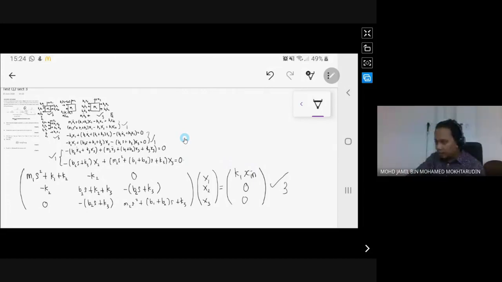Okay, so some of you were confused. Some of you thought X in was part of the variable X1, X2, X3. So they put a 4x4 matrix.